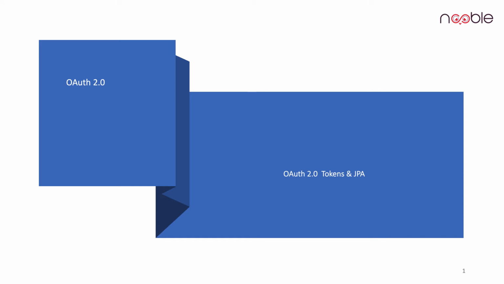Hello everyone and welcome. In this demonstration, we'll continue talking about OAuth tokens and we'll start authenticating the data from the database. We'll use JPA for that. We'll remove the hard-coded user, password and role from the previous demonstration and we'll fetch data from the database. We'll start by modeling the entities.